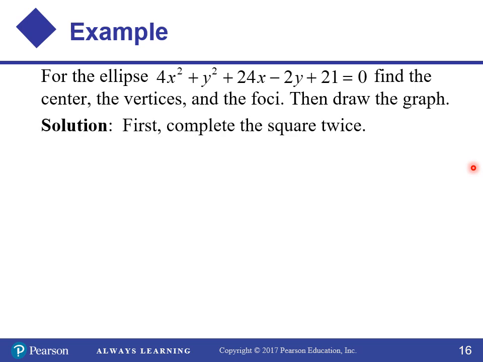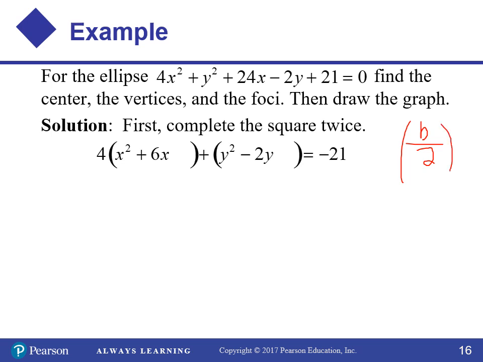So again, first we're going to have to complete the square twice. So we'll move our 21 over, so that's going to become negative. Okay, then when I grouped the 4x squared and the 24x, it has a common factor of 4, so we factored that out first. So again, we're going to go through and use that equation, b over 2, and then square it.